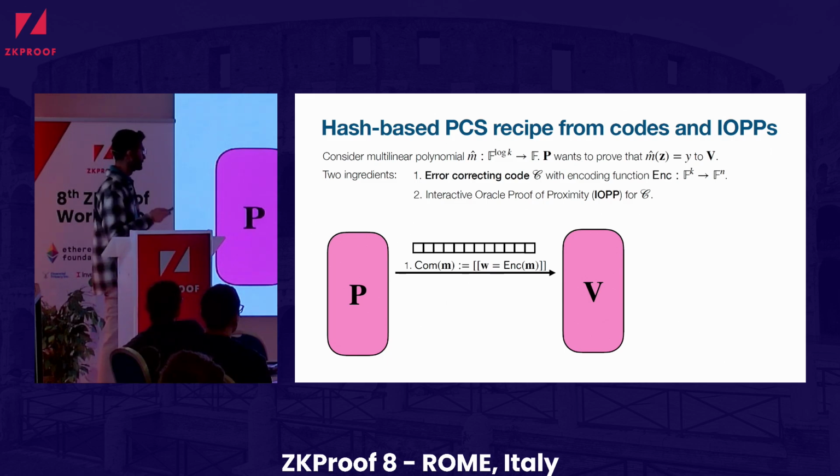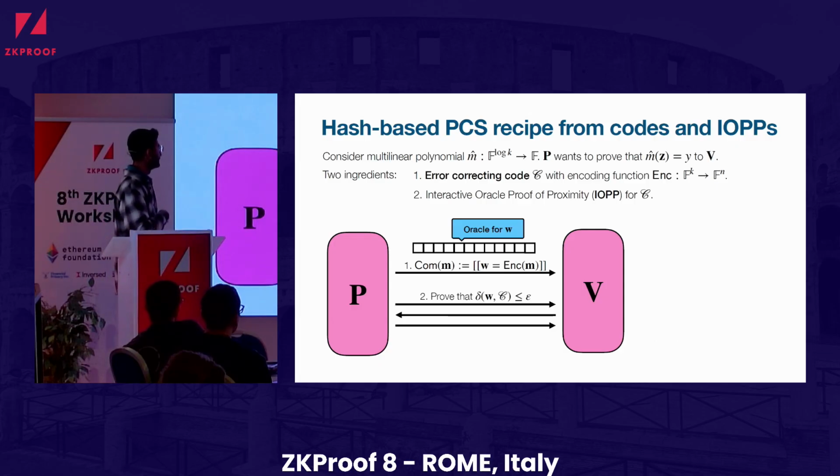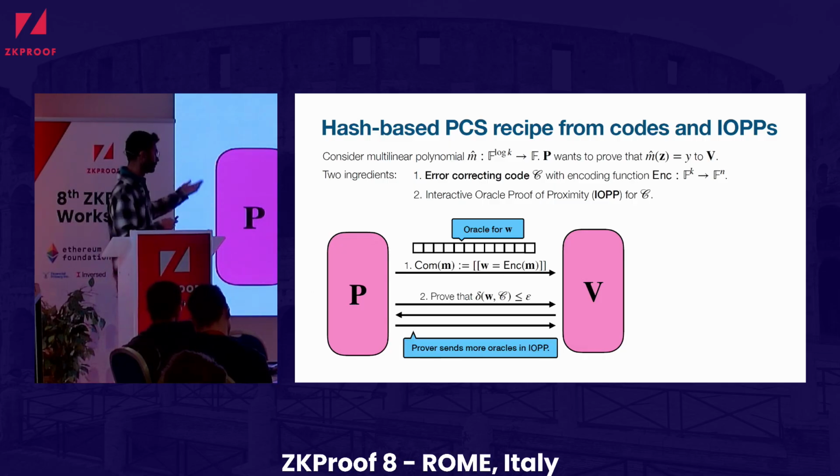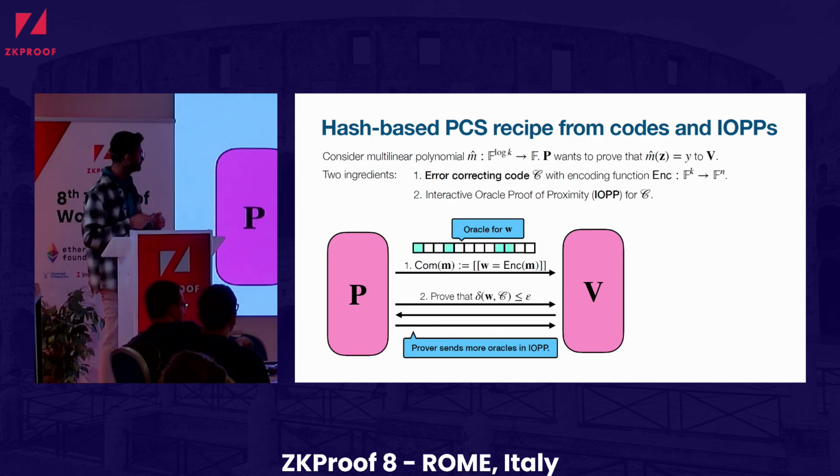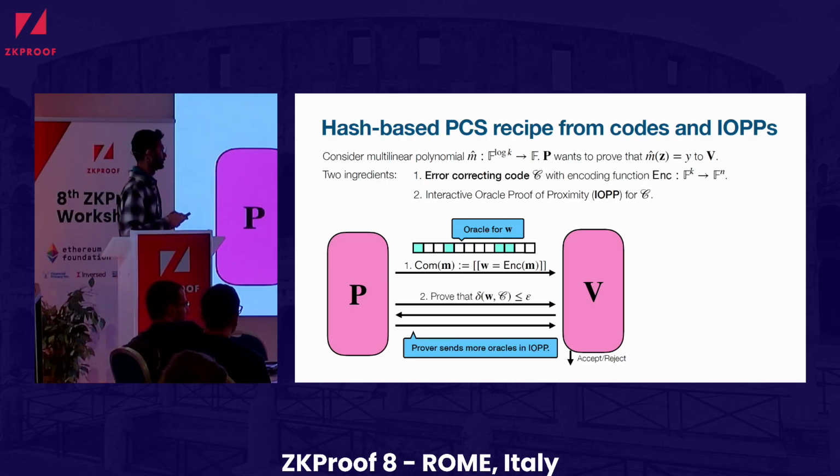The prover first sends to the verifier this commitment, which is just the encoding of the polynomial under this error-correcting code. And what the prover really sends to the verifier is an oracle to this encoding. And then the prover and the verifier engage in an interactive protocol where the prover proves to the verifier that this W is indeed close to the error-correcting code C. And this is the interactive oracle proof of proximity. And during this interactive protocol, of course, the prover also sends more oracles. And finally, after making some queries to the oracles, the verifier outputs accept or reject.